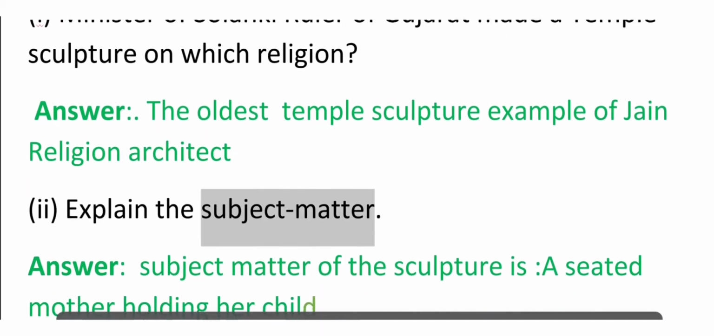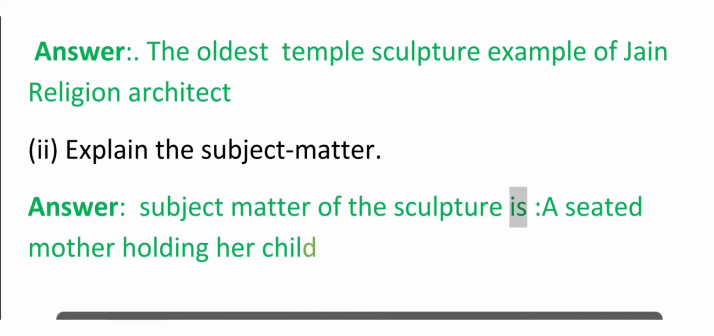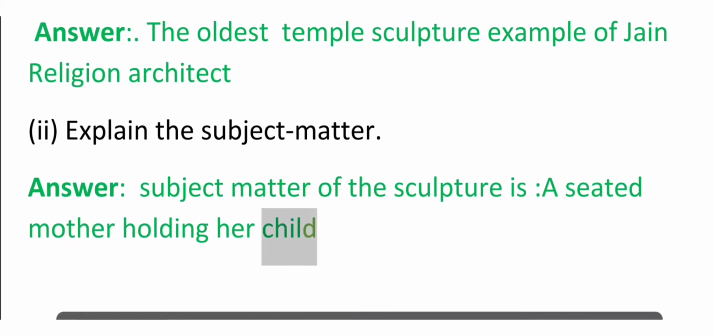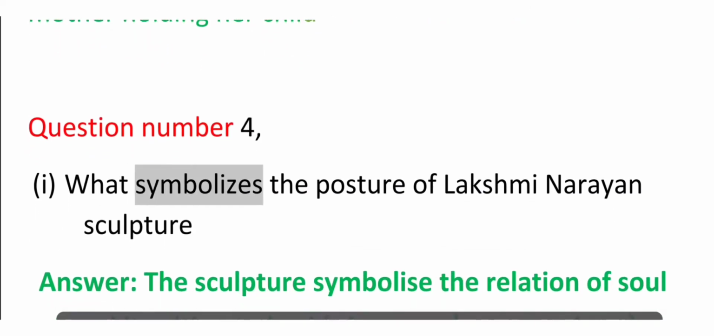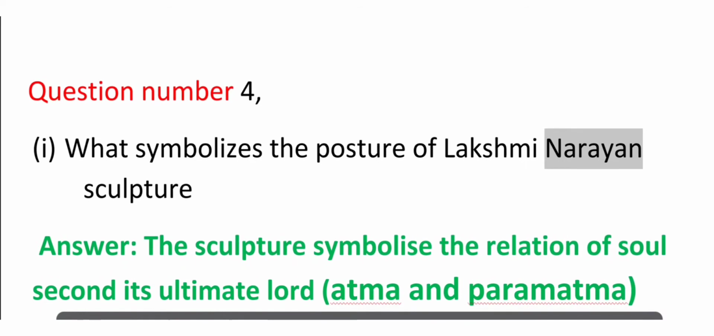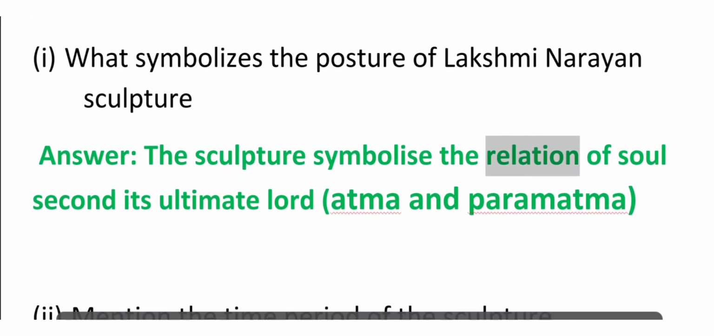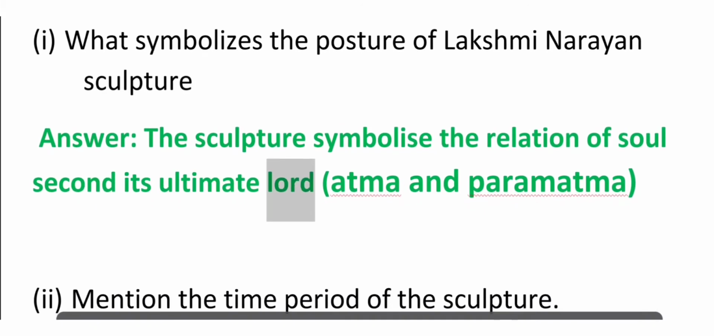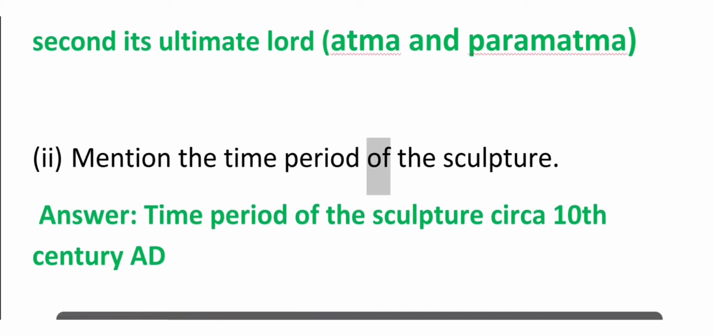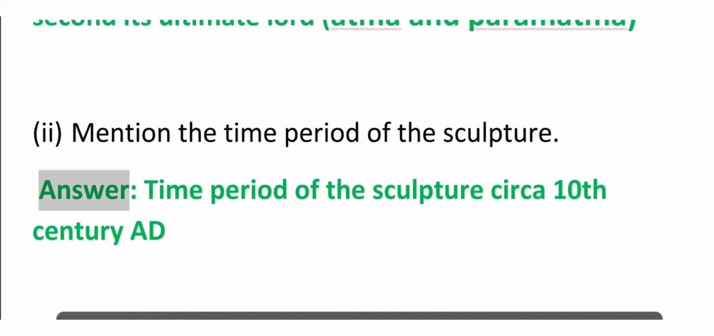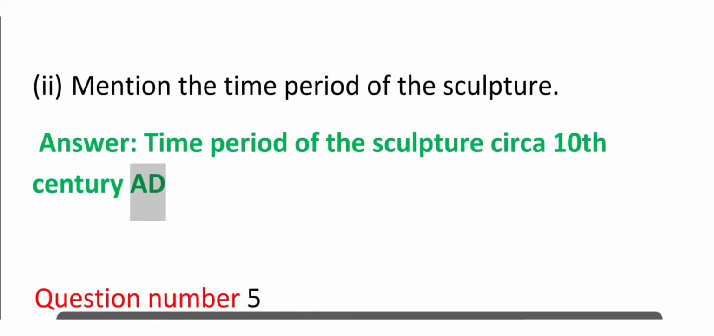2. Explain the subject matter. Answer. The subject matter of the sculpture is a seated mother holding her child. Question number 4. What does the posture of the Lakshmi Narayan sculpture symbolize? Answer. The sculpture symbolizes the relation of the soul with its ultimate lord, Atma and Paramatma. 2. Mention the time period of the sculpture. Answer. The time period of the sculpture is circa 10th century AD.